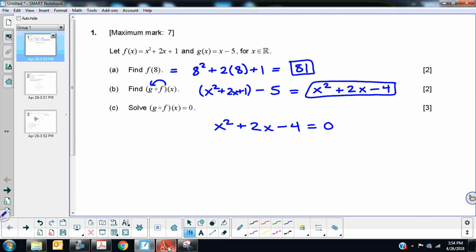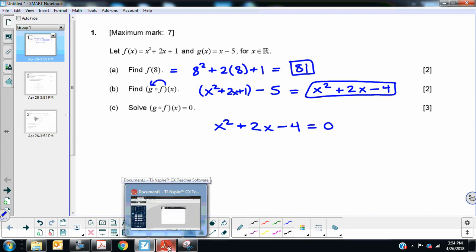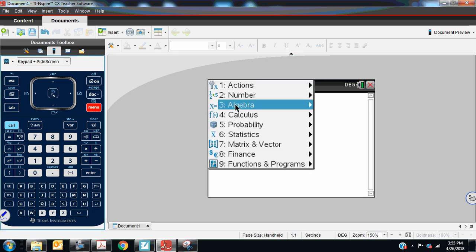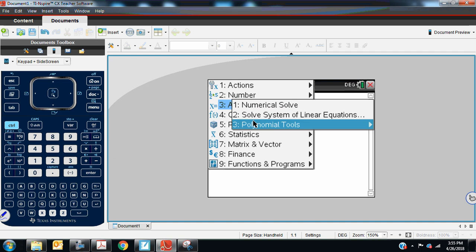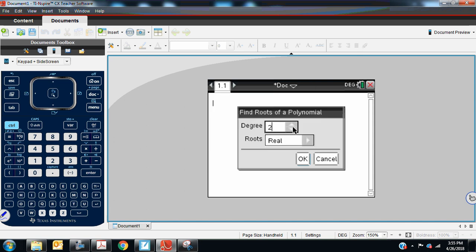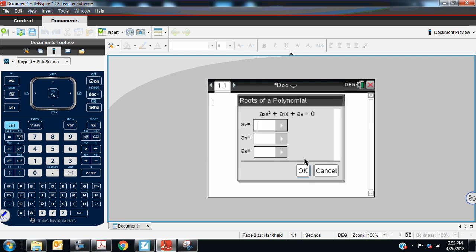We have an a value, just important to note, of 1, a b value of 2, and a c value of -4, as if we were going to fill in the quadratic formula. So 1, 2, and -4. When I go to the calculator, if I go to menu algebra, there's very few things on the list here, but polynomial tools is one of them. And polynomial tools includes quadratics. So we're going to go to find roots of polynomial. Degree 2, because it's quadratic, highest exponent is a 2. Indeed, I only care about real solutions on this test.